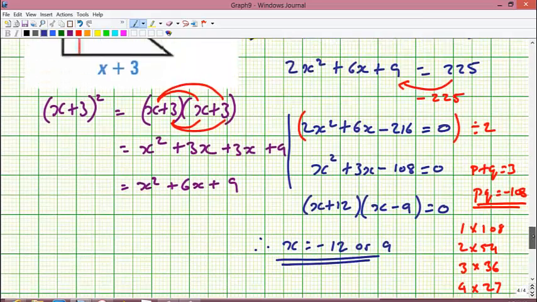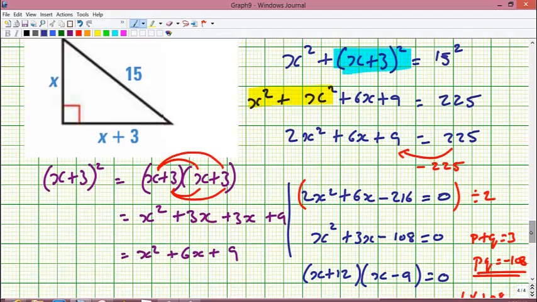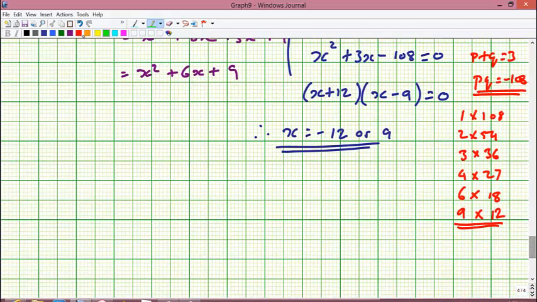Now, if we look at the context of the question, is negative 12 a possible number for this problem? I don't think it is. If you think about it, we've got a value here, x. If that was negative 12, we would be considering a distance of negative 12 meters or something like that. That doesn't mean anything at all. We don't have an understanding of what that could possibly mean. So what we would say is negative 12 is an impossible answer. What we're going to do is we're going to go with x equals 9.